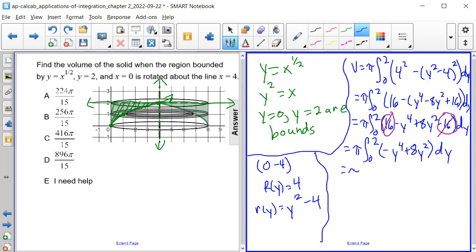So we still have pi out in front, and now we can integrate. Negative y to the fourth is going to be negative y to the fifth over 5, plus 8y squared integrates to become 8y to the third over 3. When we evaluate this from 0 to 2, we'll end up getting pi times negative 32 over 5 plus 64 over 3. And then we would subtract from that. If we substitute 0 in there, we're going to get 0 for both of them.